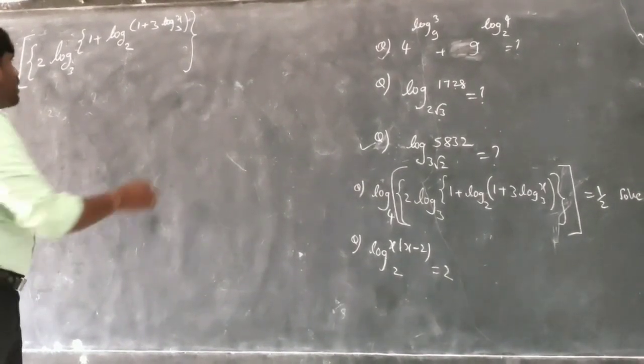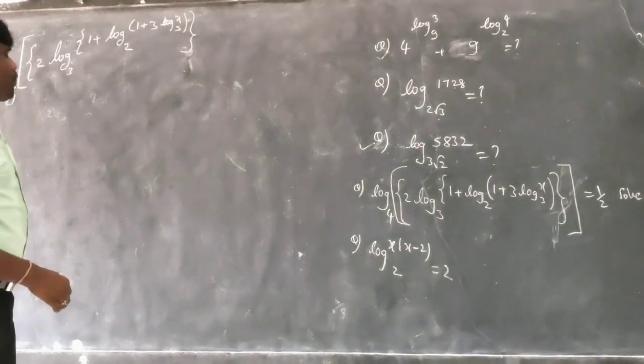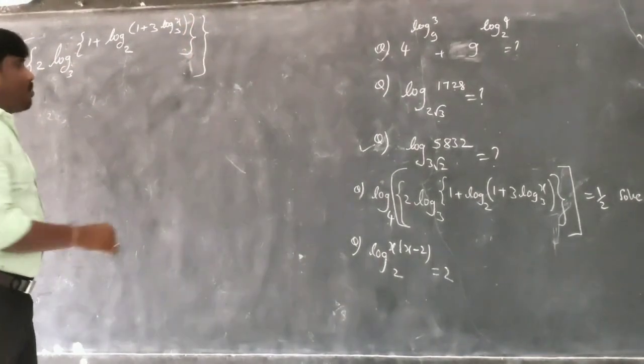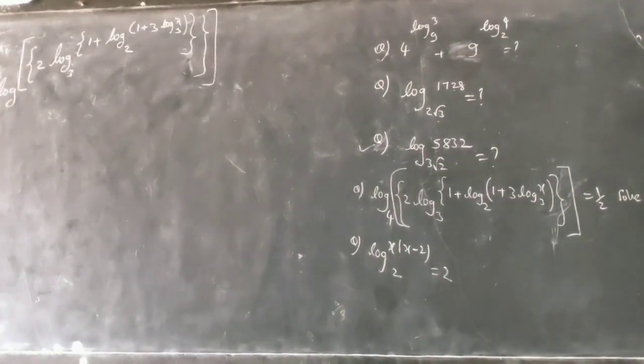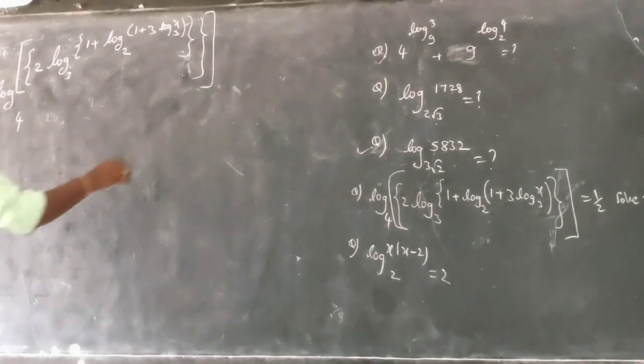Fine. Okay, let's try this one. And the whole thing you have in the flower bracket. And the base is 4. This value is given as 1 by 2.